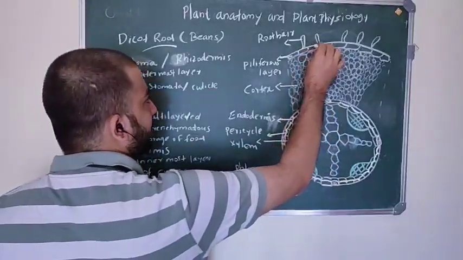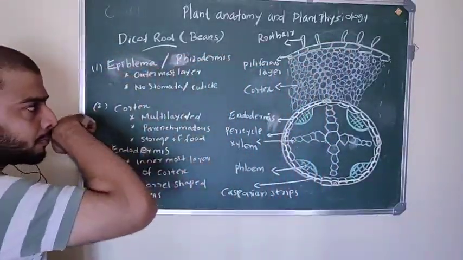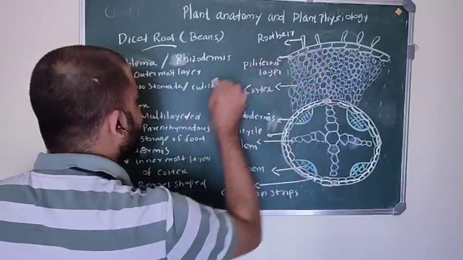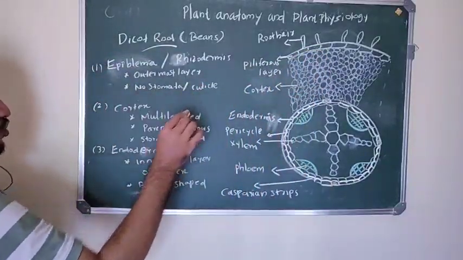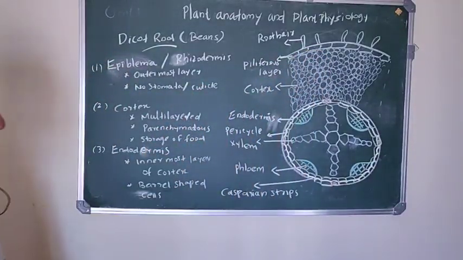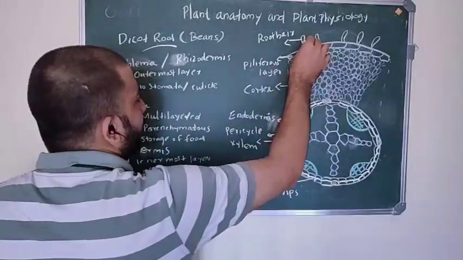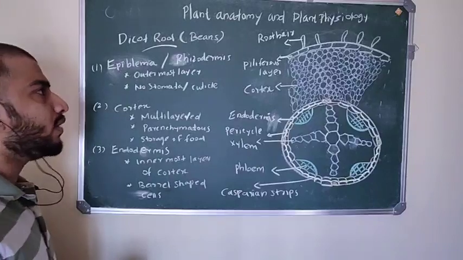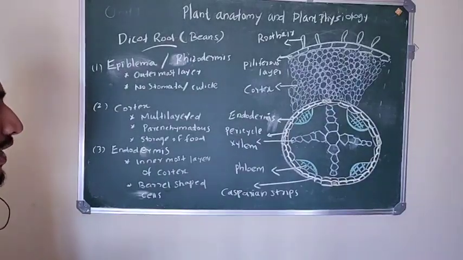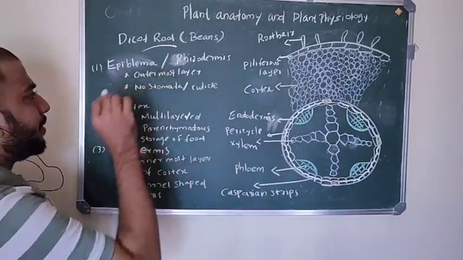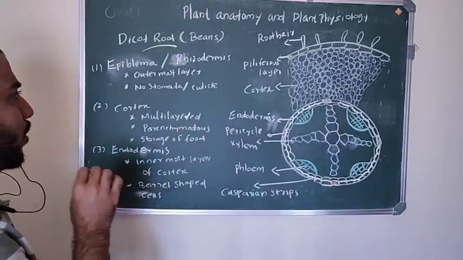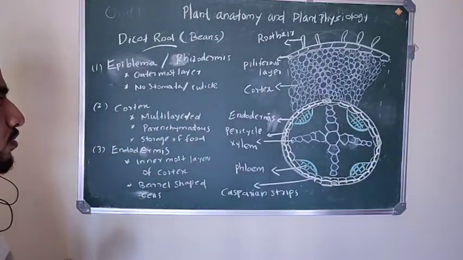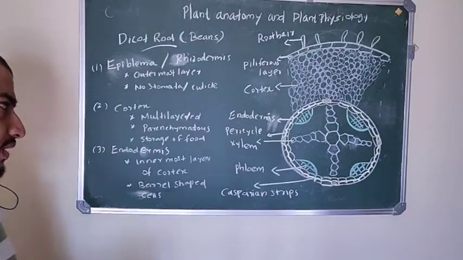On this epiblemma there are no stomata or cuticles present, and from the epiblemma cells, root hairs arise. You can see root hairs on the epiblemma. So the main point: the epiblemma is the outermost layer, and no stomata or cuticles are present here.